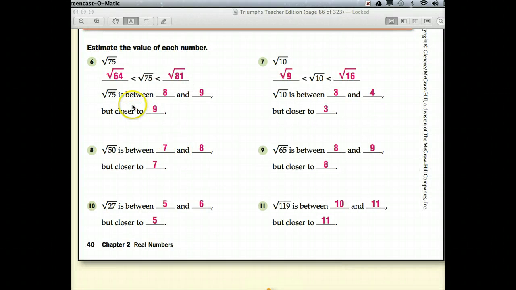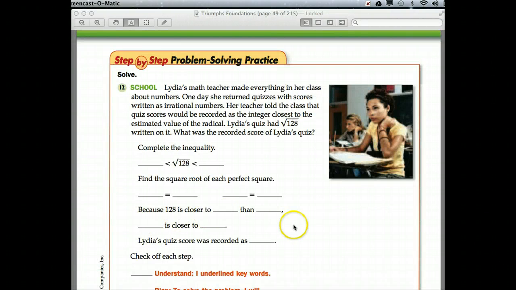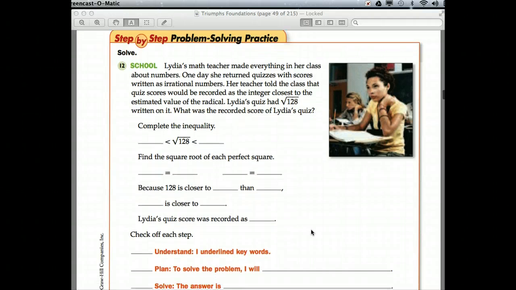Okay, I want you to pause the video and check each of your answers to see if you messed up anywhere. And then if you did, discuss it with one of your neighbors to see what they got and what they were thinking. I bet, though, that this is pretty clear to you. You guys are awesome. Okay, now we have some step-by-step problem-solving practice.